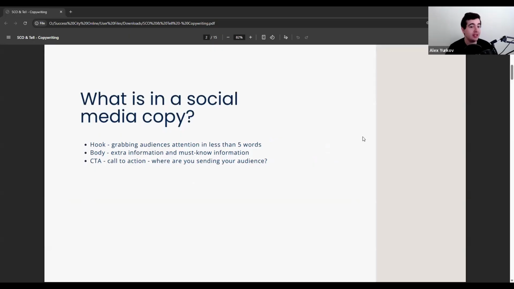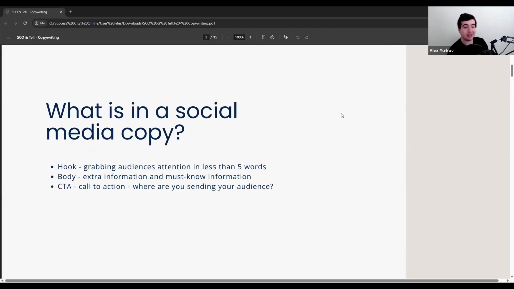So what goes into a social media copy? What's the anatomy? Usually it's divided into hook, body, and call to action, right? We've heard this a million times. What is a hook? What's the point of the hook?